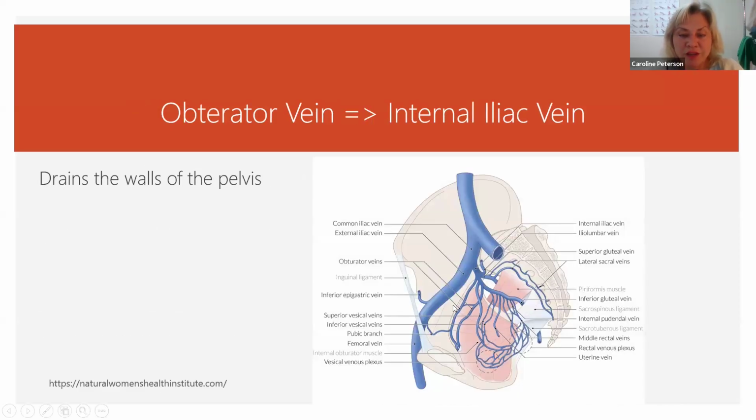So the obturator veins here are going to drain the walls of the pelvis. And up here we learned before, this is the ilium and the iliacus, but that's drained by the iliolumbar vein. And so we're talking about inside of the pelvis, down here where the obturator veins are going to drain the walls of that low pelvis part.